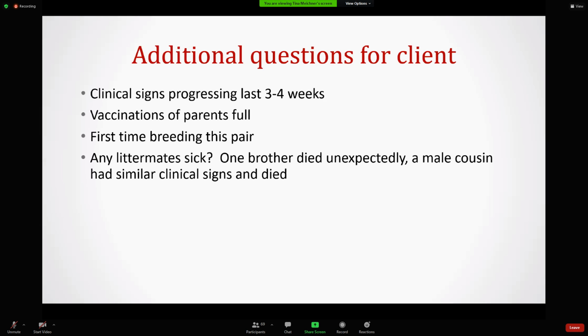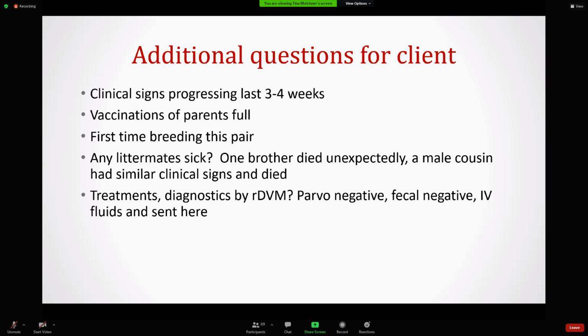Because it was referred, the RDVM did a parvo test. You're familiar with parvovirus, right? It was a fecal snap test, and that was negative. They also did a fecal exam to look for underlying parasites, which was negative. Since the dog had diarrhea and was vomiting, he was probably a little bit dehydrated. He was put on IV fluids and then sent to UGA.